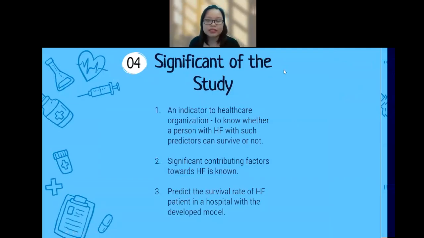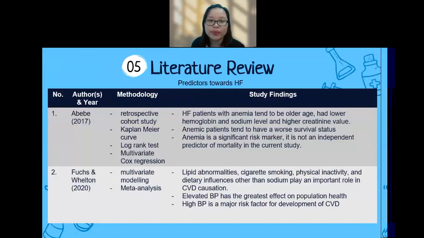And the next part is the significance of the study. So this study is going to be an indicator for healthcare organizations to know whether a person with heart failure with such predictors can survive or not. The second is that the significant contributing factors towards heart failure are known. And the third is that this study can predict the survival rate of heart failure patients in a hospital with the developed model. Next is the literature review.